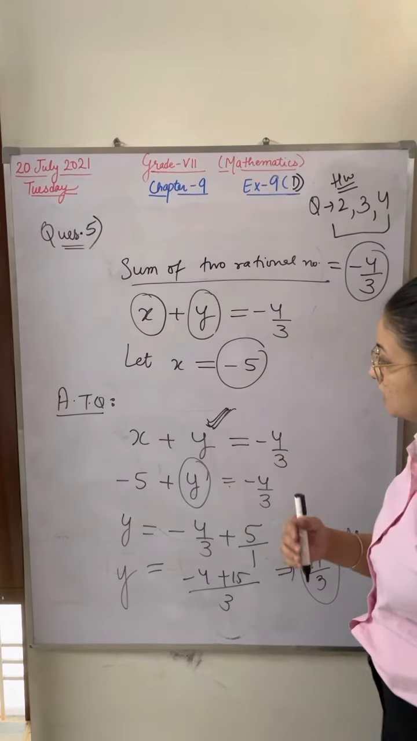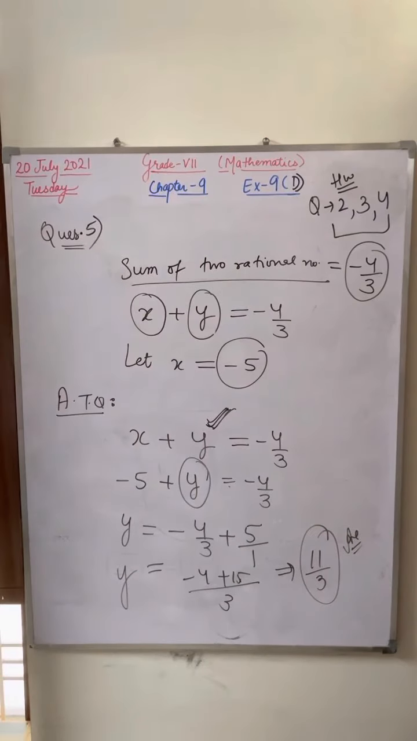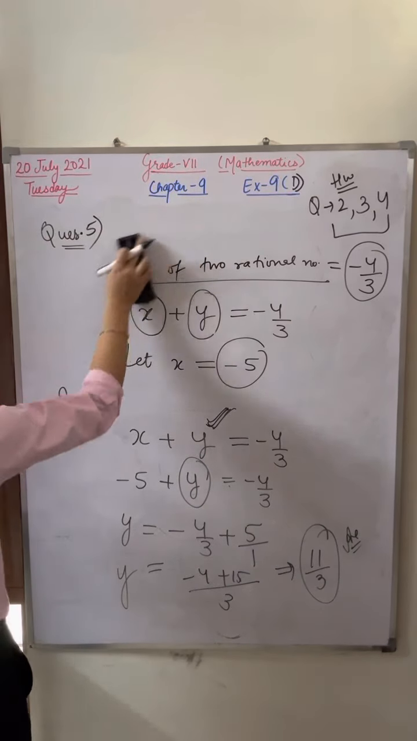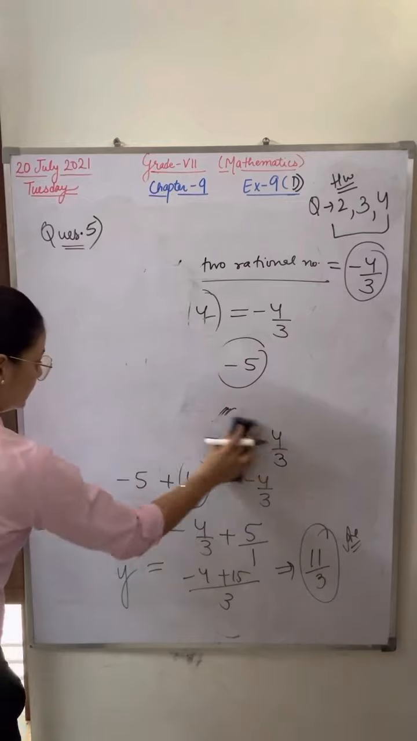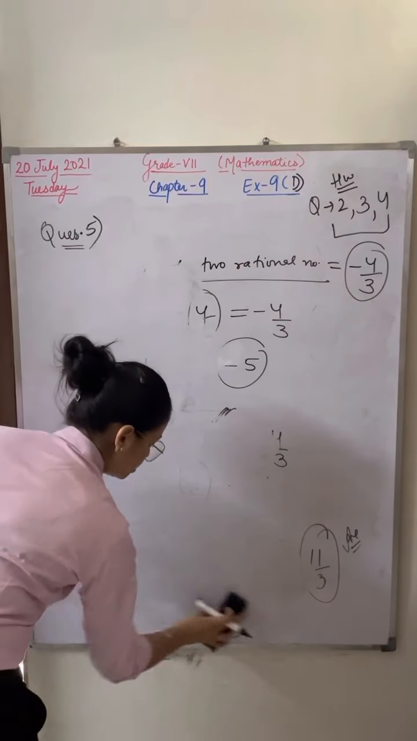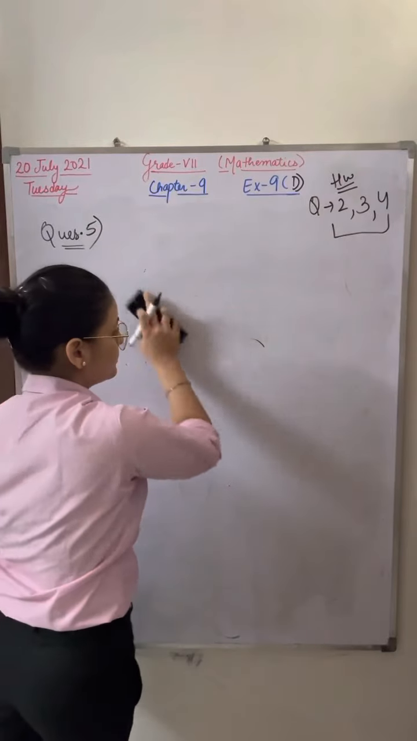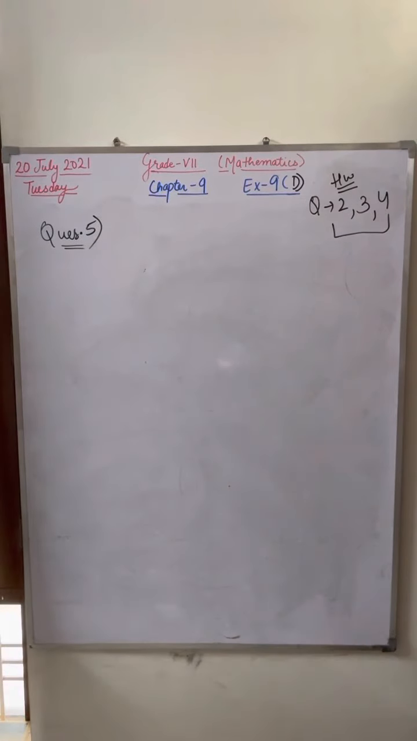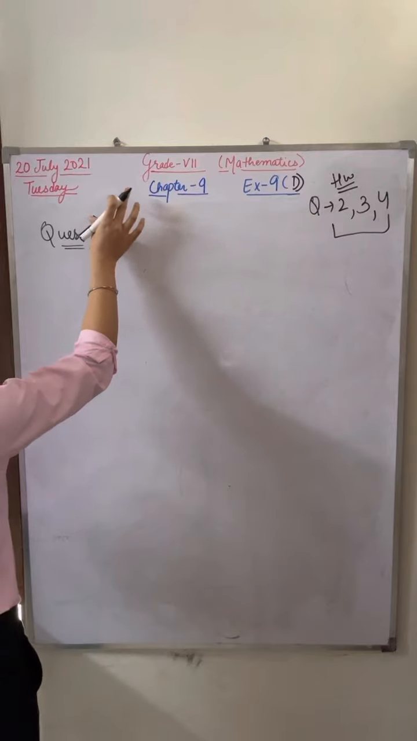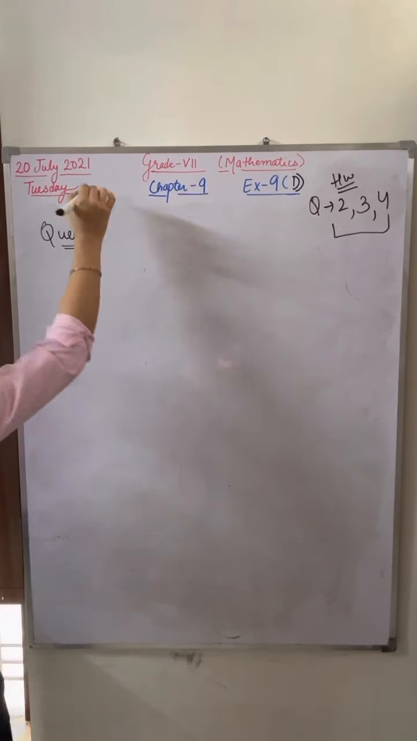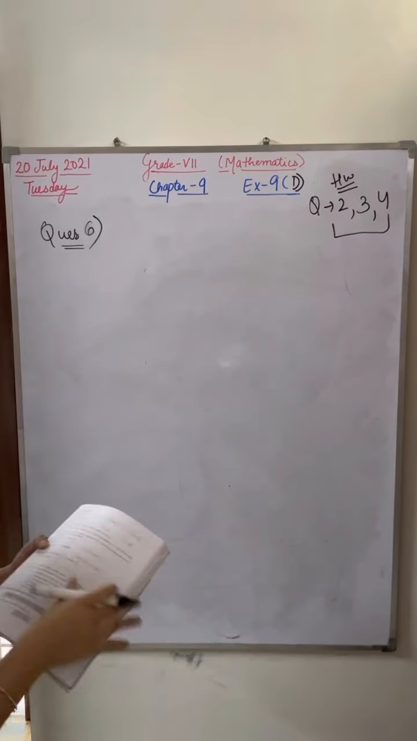If your other work is important, you can do that work. Now, question 6. In this way, you have to solve question 5, and the same way you have to solve question 6. Today we'll do up to question 6. Question 6 is the last question. Time is about to be over.